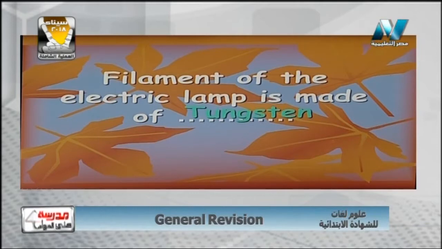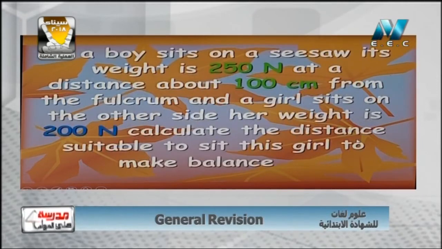يعني مش هيسيح بسرعة. يبقى has two advantages. Here we have tungsten because it is a good conductor of electricity and at the same time has a high melting point, so it doesn't melt easily by the heat energy produced from the electric current inside the electric lamp. So we talk about tungsten.